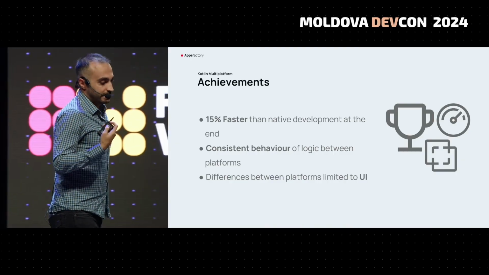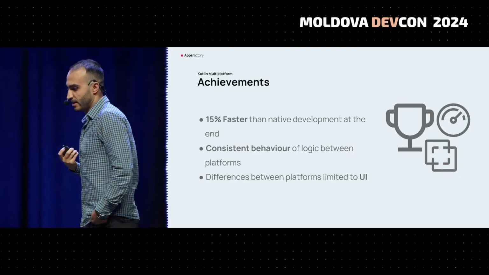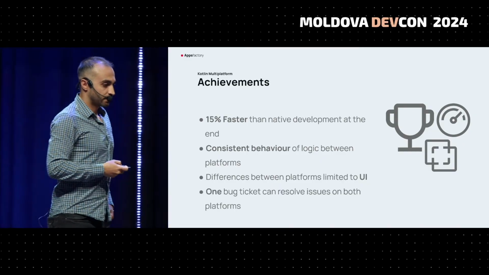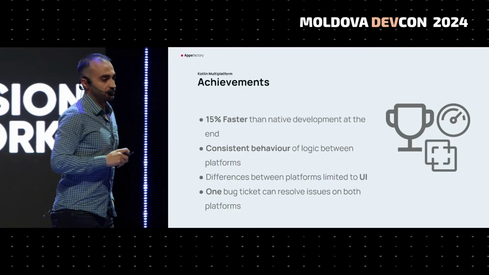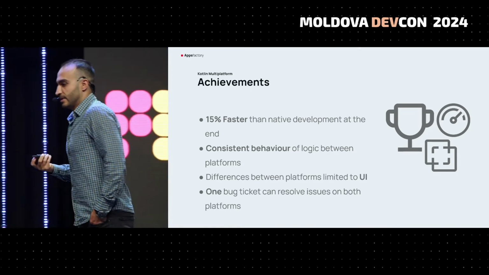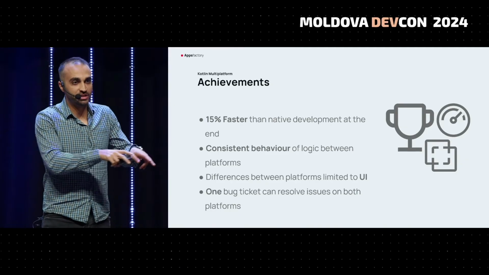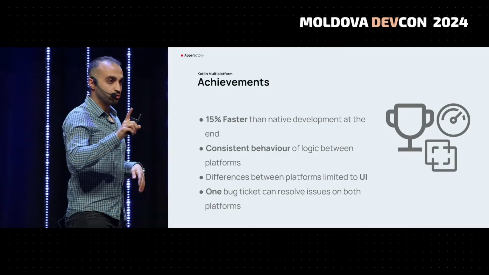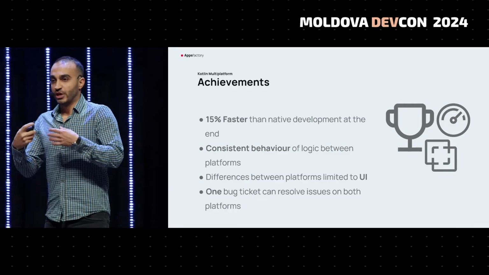Due to that, your business logic is shared, your data layer and domain layer, and the differences are limited to only the UI, and this is up to you. So one bug ticket can resolve issues on both platforms. If there are some bugs, some issues, you're gonna have one bug ticket instead of having two identical tickets, just adding Android and iOS at the beginning. It's not gonna be like that anymore. And imagine, instead of two tickets, you're gonna have one ticket. And this is the same when you're developing your shared logic as well.